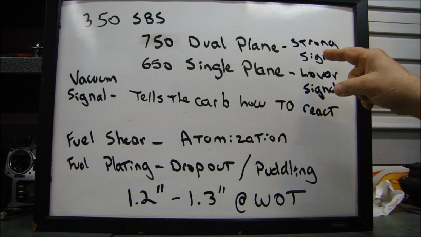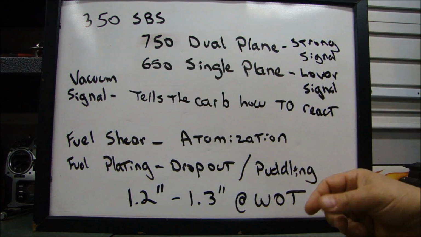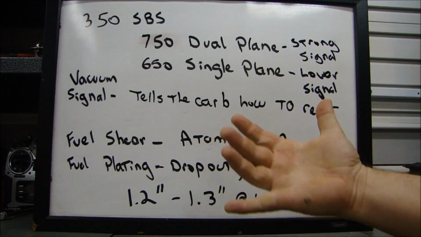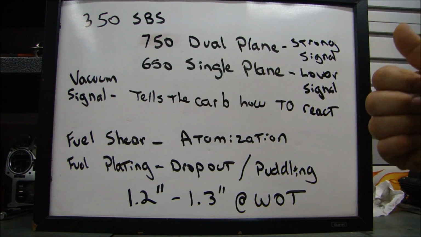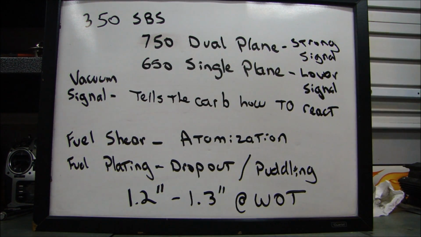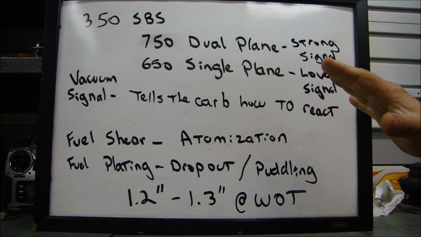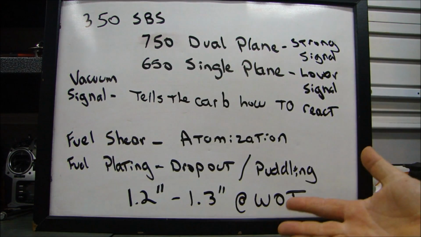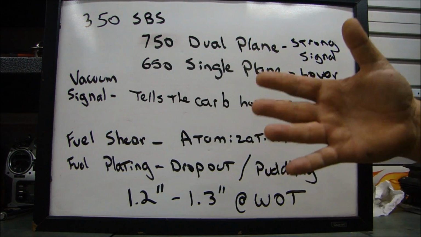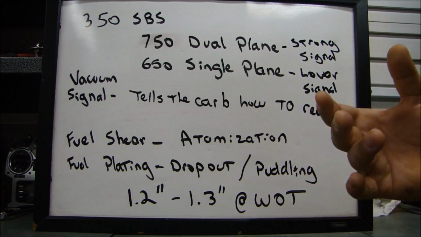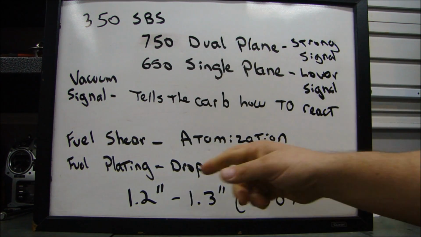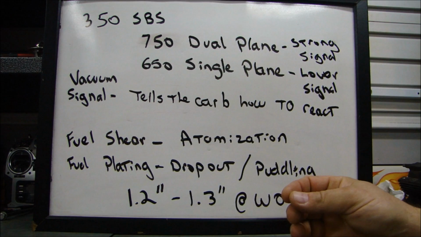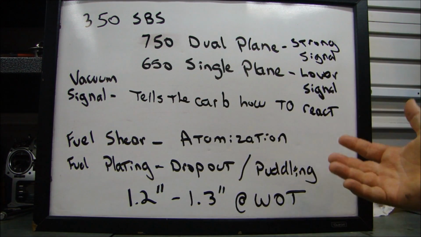Now the important thing is the signal, a strong vacuum signal. The vacuum signal is what tells the carburetor how to react, and the carburetor reacts by atomizing fuel. There are two things that are important in that regard. First, you have your fuel shear. The fuel shear is the atomization of the fuel, the mixture of the fuel and air, so it can be burned. There's also fuel plating. Fuel plating is also referred to as dropout or puddling.